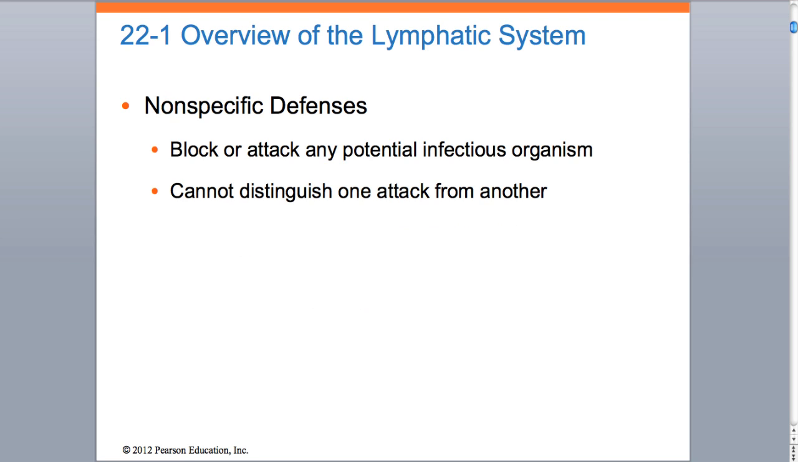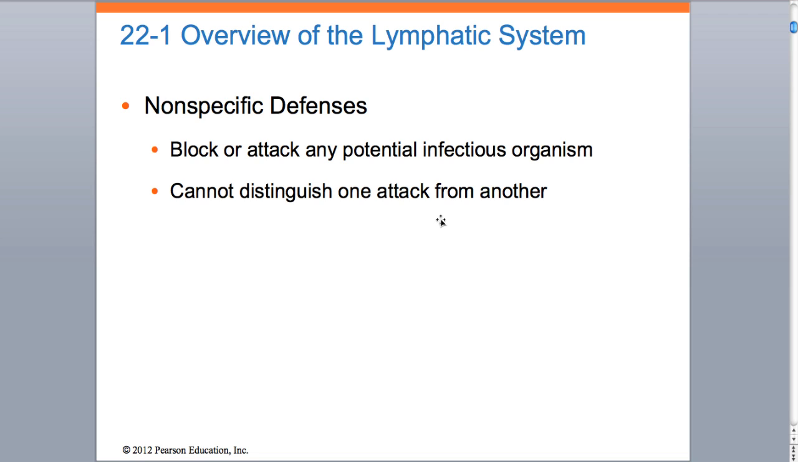Next slide. Here's what I said earlier about nonspecific. So as we're now making our chart along the way, we'll see that nonspecific refers to levels 1 and 2. Notice it says block or attack any potential infection, cannot distinguish one attack from another. So it does not know if it's specific or non-specific. It just does what? Attacks anything that looks different. Different from what? The self-antigens. So anything that's not self is invaded.